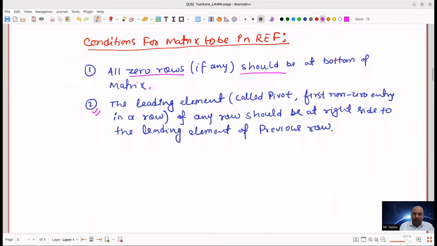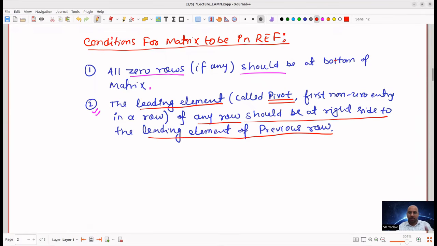And the second one is very, very important. That is the leading element. Leading element means the first non-zero element of a row is the leading element, or it is famously called the pivot. Okay. So the leading element of any row should be to the right of the leading element of the previous row. This you have to keep in mind. That means if the second row has a leading element, the third row's leading element should be on the right side, not the left side, or not just below the leading element in the second row.